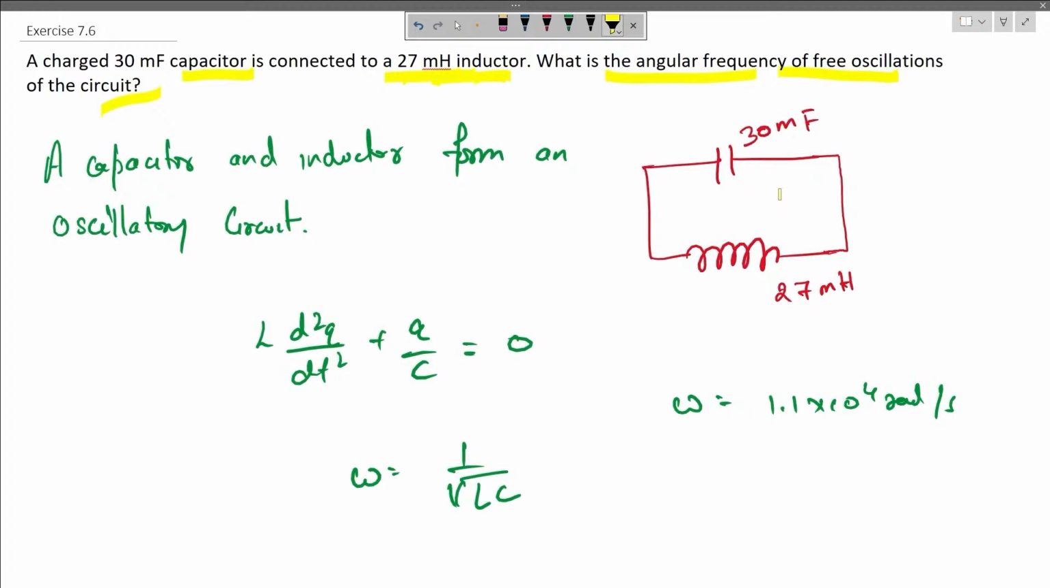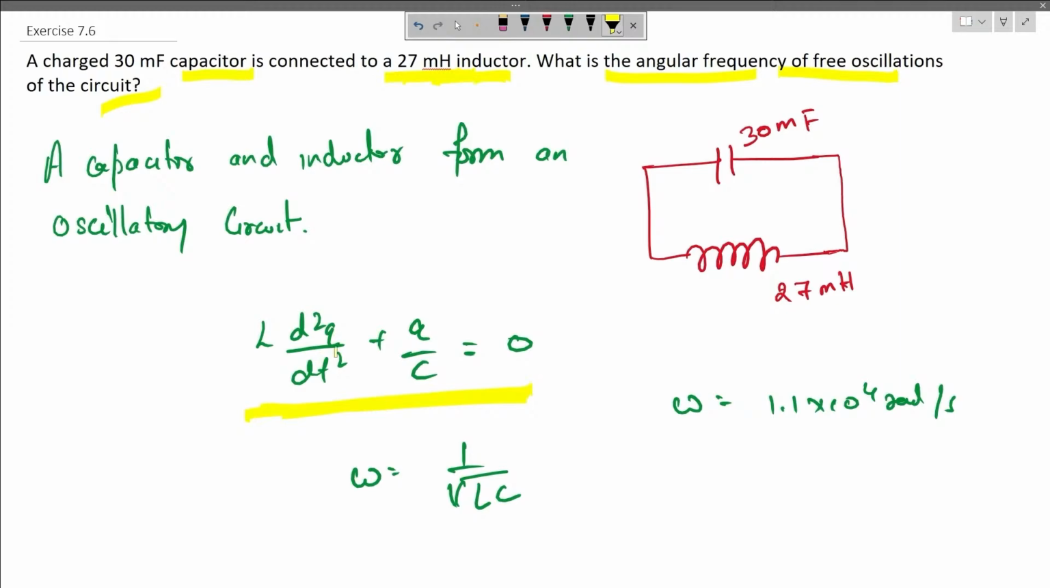Now a capacitor and an inductor form an oscillatory circuit with energy exchange between the electric and magnetic fields. Now the angular frequency of the oscillation is determined by this governing equation. So this is basically the implication of Kirchhoff's law. So we know that the EMF around the inductor is given by L di by dt.